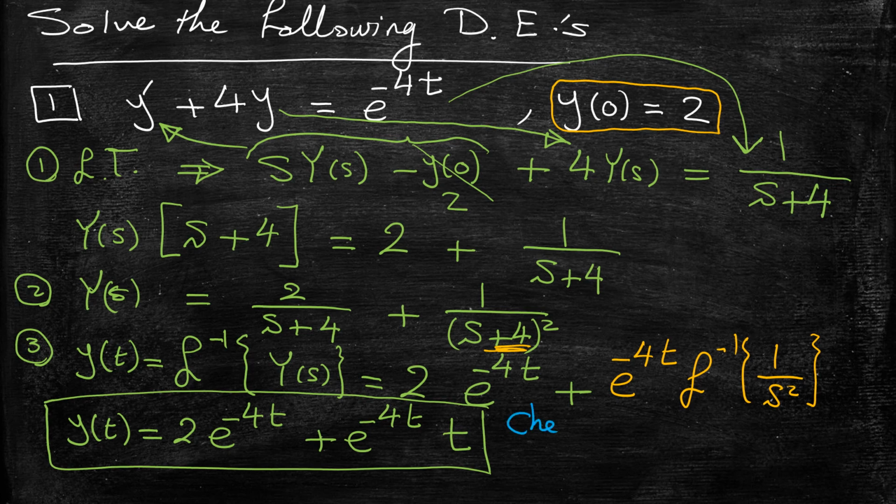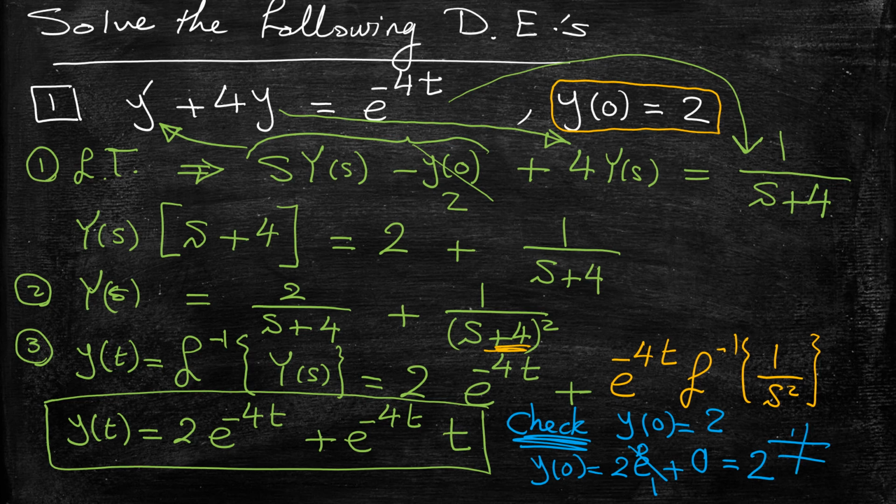A quick check here. We have y(0) given equal to 2. So let's substitute. y(0) will be 2e^0 + 0. So e^0 equal to 1, so 2 equal to 2. It means it's the correct answer.